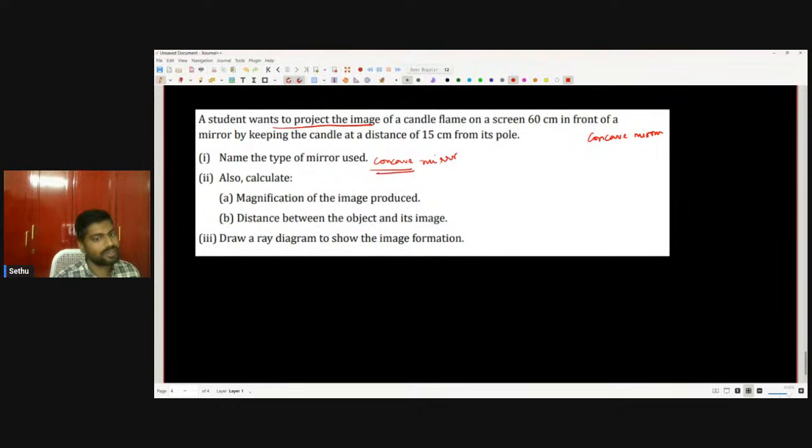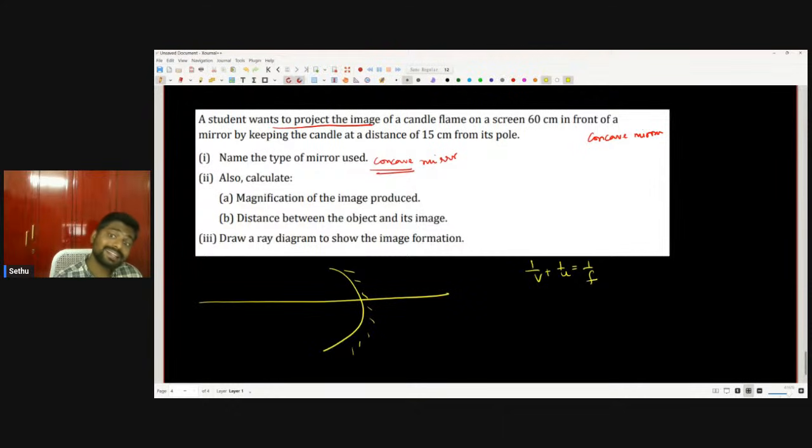Calculate magnification, distance between the object and the image. Draw a ray diagram to show the image formation. Now first, 1 by v plus 1 by u is equal to 1 by f. Right? Now it's a concave mirror. The screen is at a distance of 60 centimeter in front. So v is minus 60. So the image has to be captured on the screen. If the screen is 60 centimeter in front, the image position is minus 60. Okay, by keeping a candle at a distance of 15 centimeter from the pole, u is equal to minus 15.